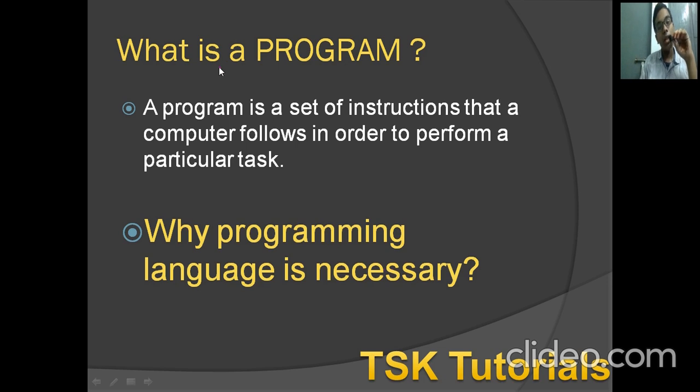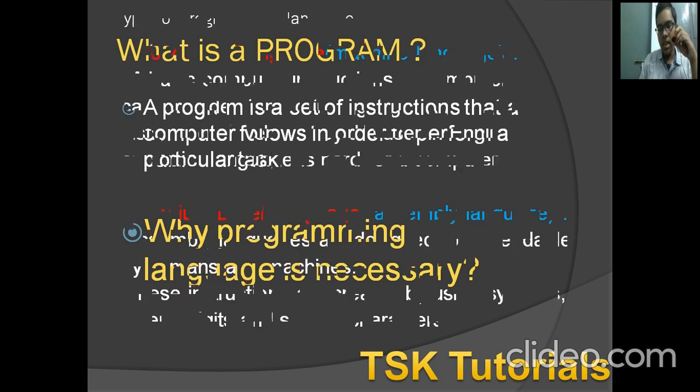Let's discuss what a program is. A program is just a set of instructions that a computer follows in order to perform a particular task. We give some instructions, and the program converts our instructions into a binary format with the help of compilers, interpreters, and so on. I will explain about them later. Okay, now let's go to the next slide.